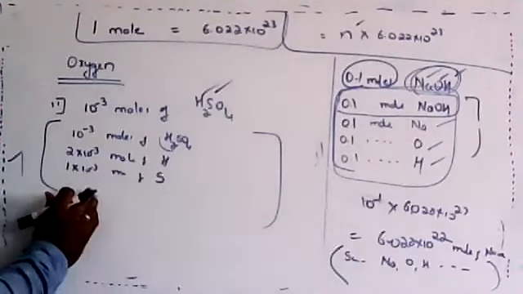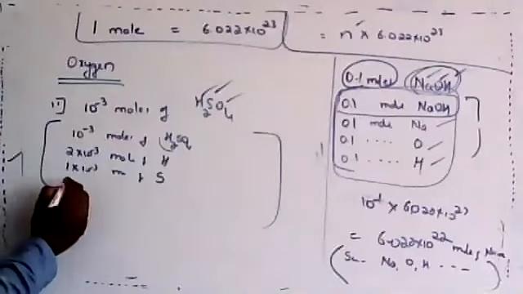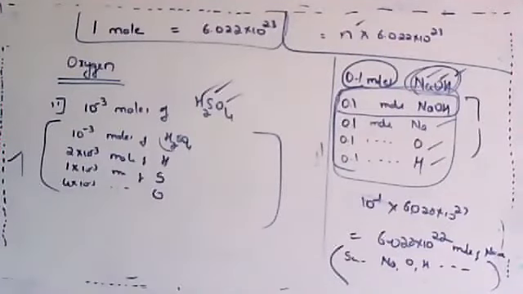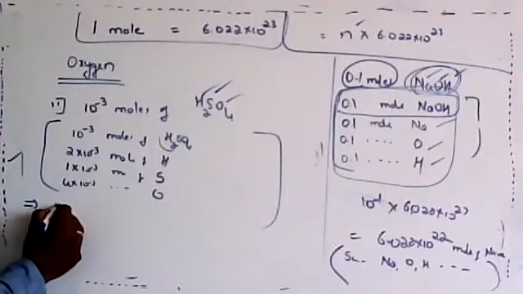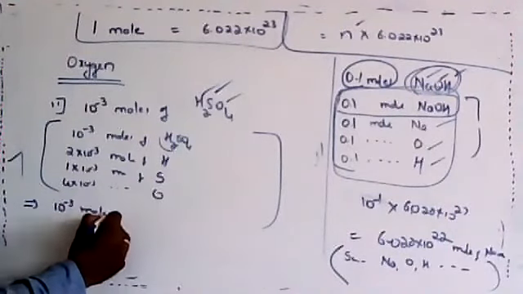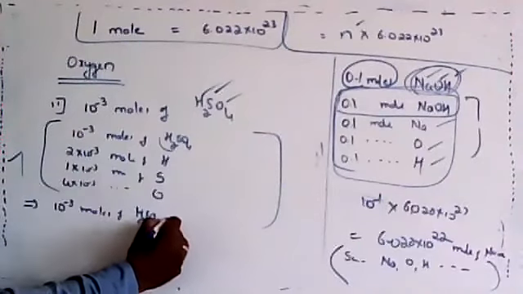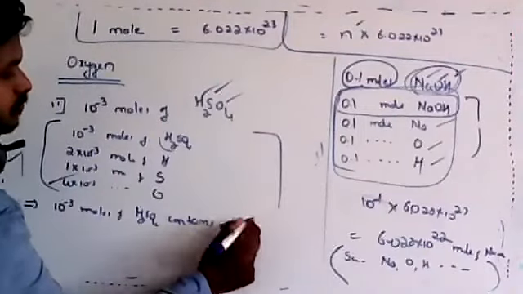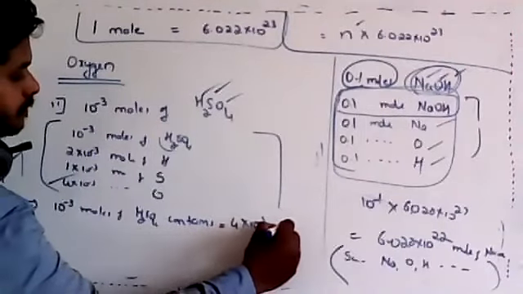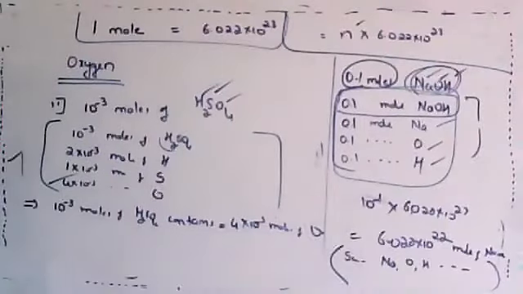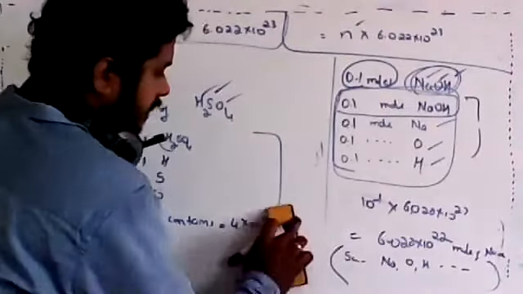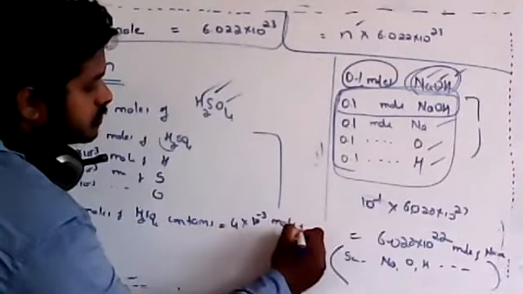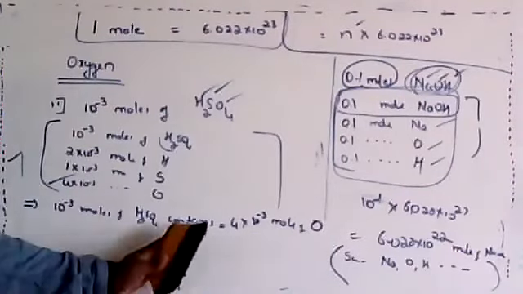See, and also you should calculate the oxygen here. So it is 4 into 10 to the power minus 3 moles of oxygen. If you want to solve this, you can directly write here: 10 to the power minus 3 moles of H2SO4 contains how many atoms of oxygen? 4 into 10 to the power minus 3 moles of oxygen. You can write in this way. See, directly we got how many oxygens we have.